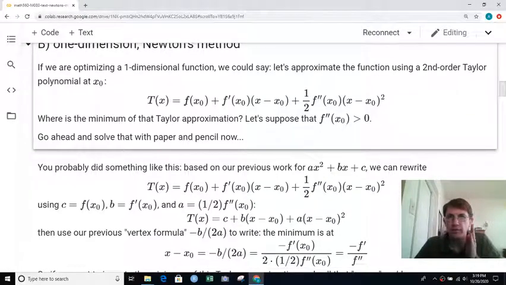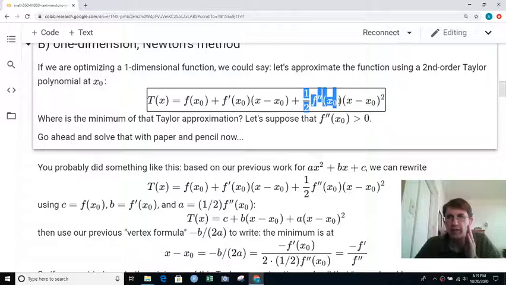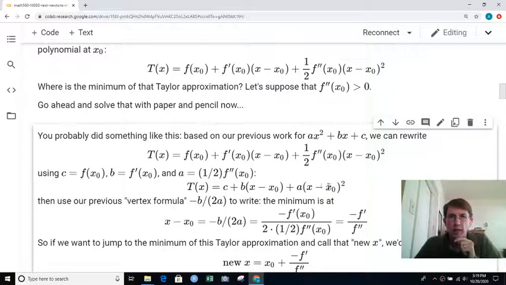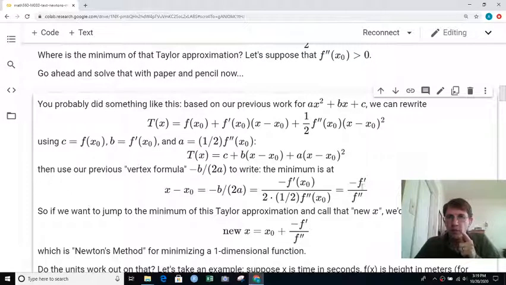You probably said, oh, this is basically like ax squared. There's a, and plus bx, there's b, and there's c. And so you can rewrite our Taylor polynomial this way. And then just use the vertex formula, plug stuff in. The 2 in the vertex formula ends up canceling the 1/2 from the Taylor polynomial. And we get negative f prime over f double prime. That's the location. Well, that's equal to x minus our current x position.